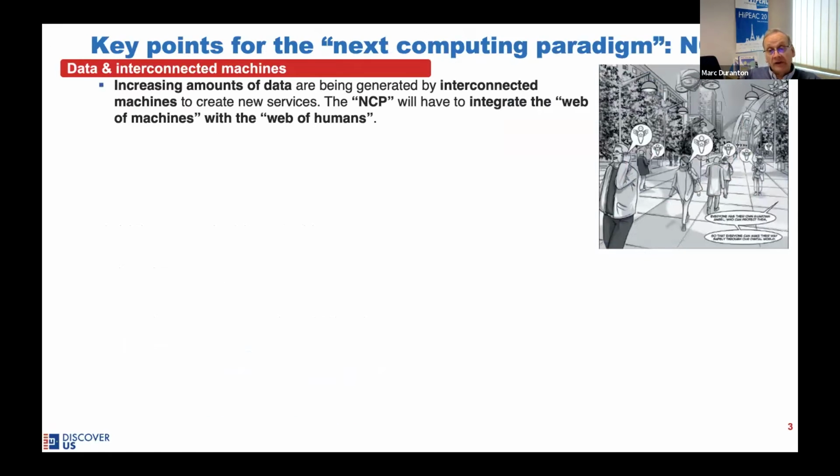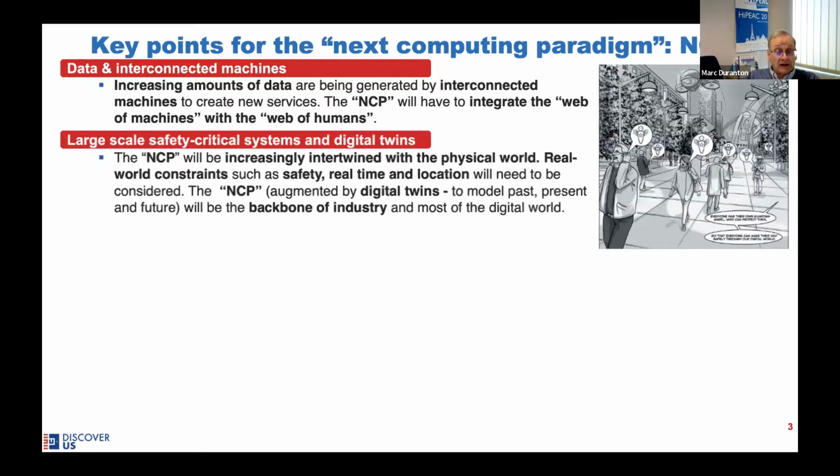So what are the observations that drive us in this direction? So we see that we have more and more data that is already generated by interconnected machines to create new services. So typically the vision is that we will need an integration of the web of machines with the web of humans. You will see that now most of the web is human to human or human to machine, but we will have also machine to machine. So this is the goal, to have this smoother integration.